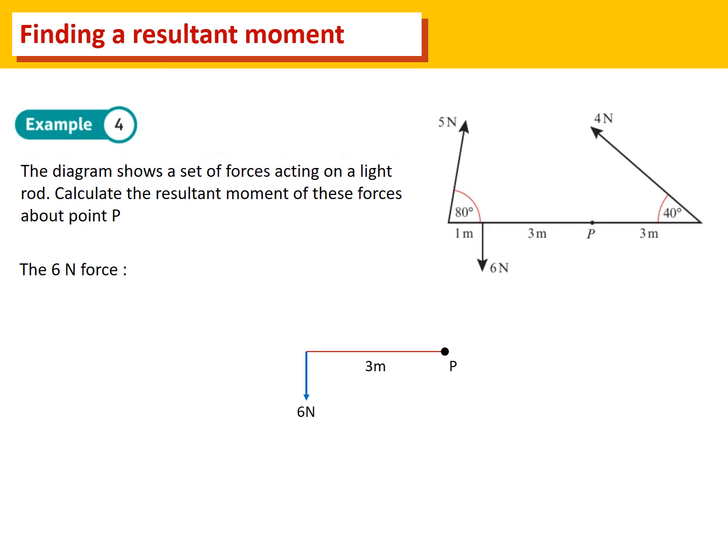So we've got automatically the line of action of the force, and then that is at 90 degrees to the line of action, and it passes through the point P. So this 3 meters is the perpendicular distance from the line of action of the force to the point P. That means it's turning anti-clockwise, and so the moment is 6 newtons times 3 meters, which is 18 Newton meters.